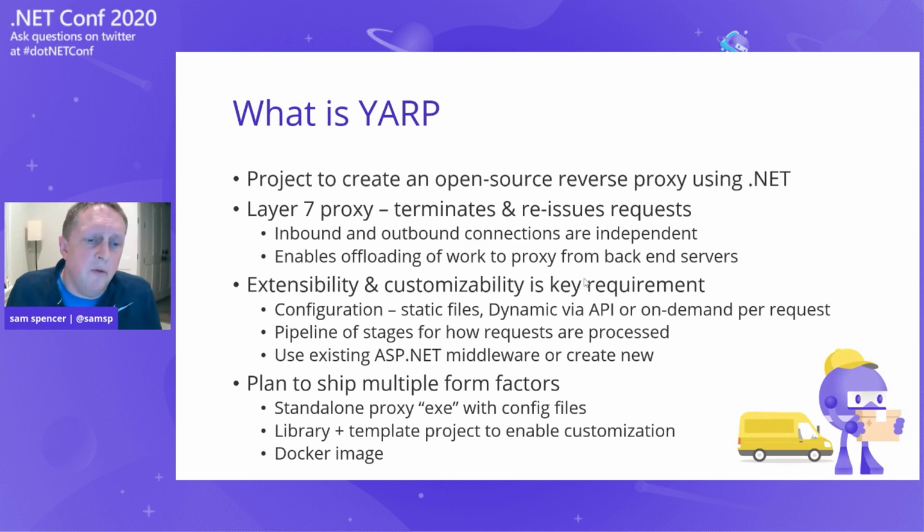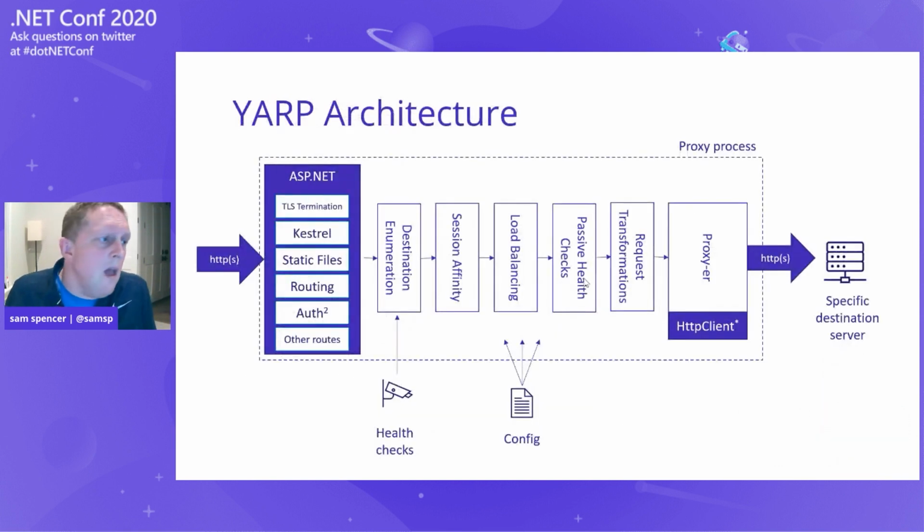Because of this, the primary ship vehicle for YARP is actually a project. We're a library that you can just reference and use the standard ASP.NET template with a couple extra lines. I'll show those in a minute. We're also looking at giving a Docker image or a standalone exe. So what does YARP actually look like?